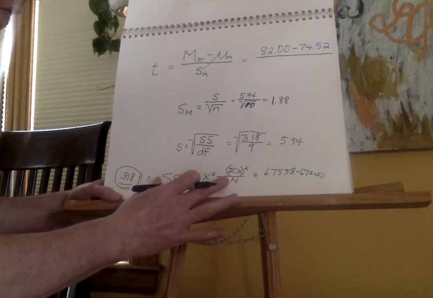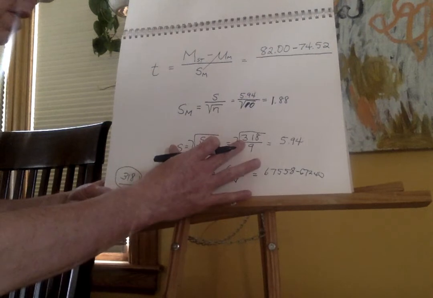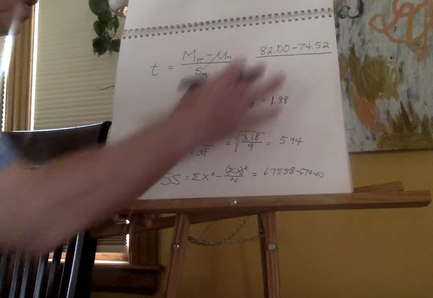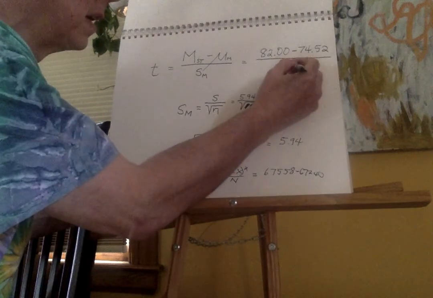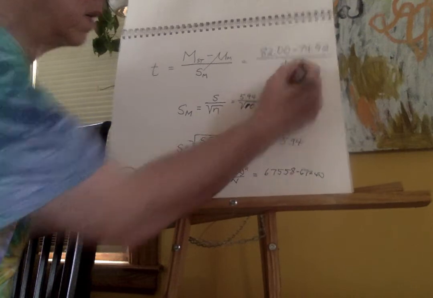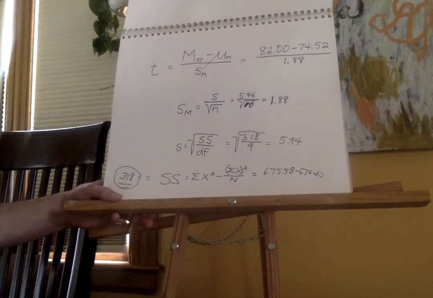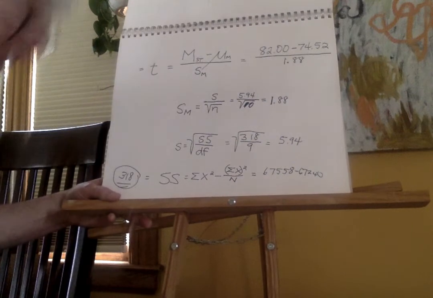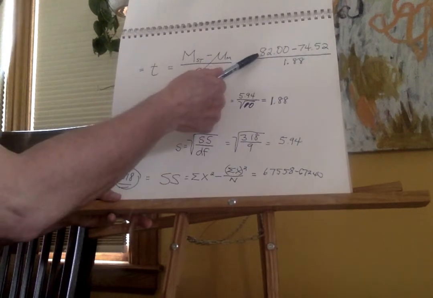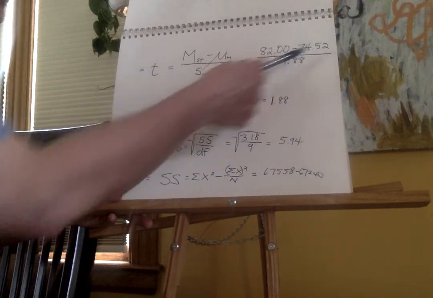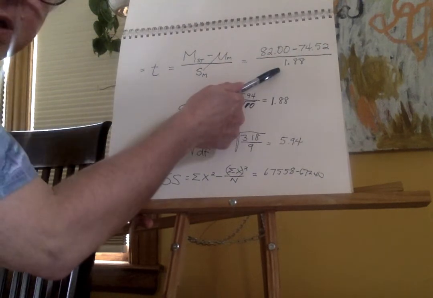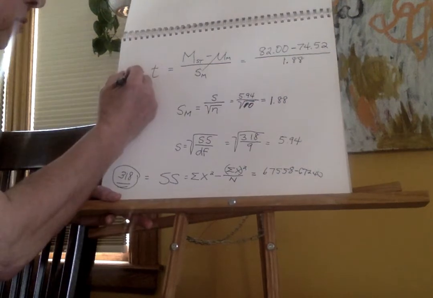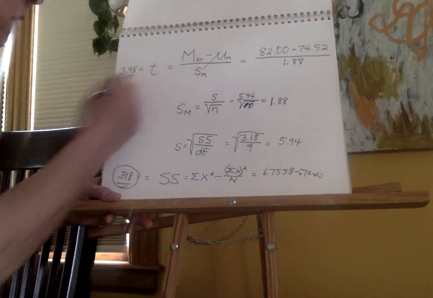So sum of squares, that Matryoshka doll goes in here. Once you calculate this, this goes here. Once you calculate this, this goes here. So 1.88. And we have an overall t then, 82.00 minus 74.52 divided by 1.88. And so the t value here is 3.98 for our t.